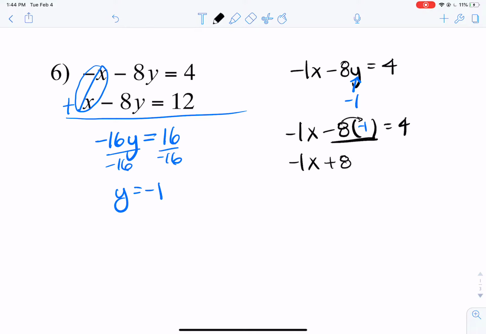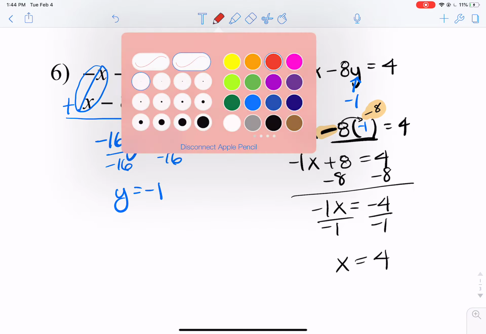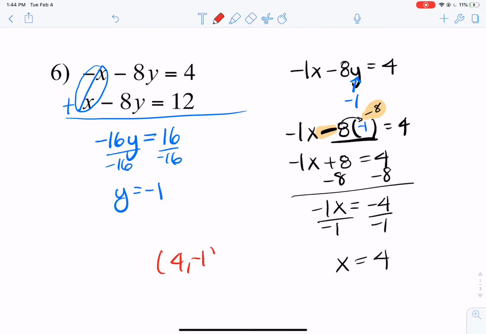8 times negative 1, that's equal to negative 8. But since I'm going to subtract, again, that subtraction right here, the one I'm going to highlight, this subtraction minus this negative 8, that makes it into a positive 8. And that's going to equal 4. So I subtract 8 from both sides, and negative 1x is equal to negative 4. Divide by negative 1, and voila, x is equal to positive 4. So the solution to this one now is 4 and negative 1.